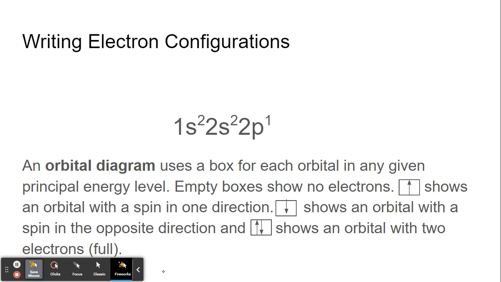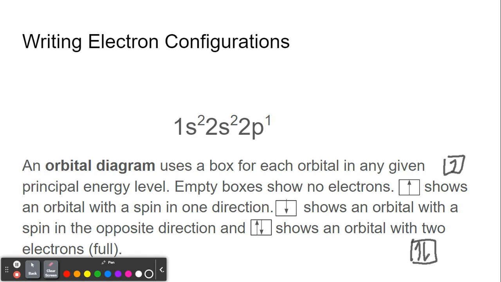And we use a little arrow, or sometimes instead of an arrow, you'll see a box with a little half arrow. So that shows an orbital with a spin in one direction. An arrow pointing in the other direction shows an orbital with a spin in the opposite direction. If you've got two arrows, it shows that your orbital has two electrons in it. It's full. Also, sometimes you'll see them represented like this, two electrons spinning in opposite directions.